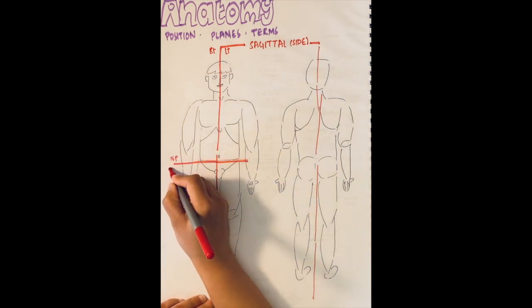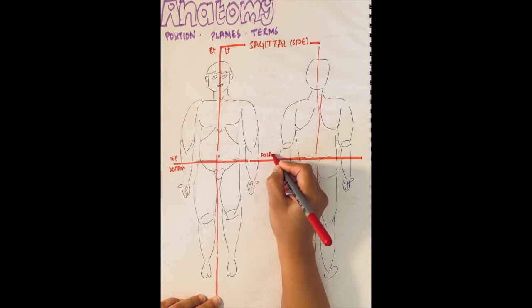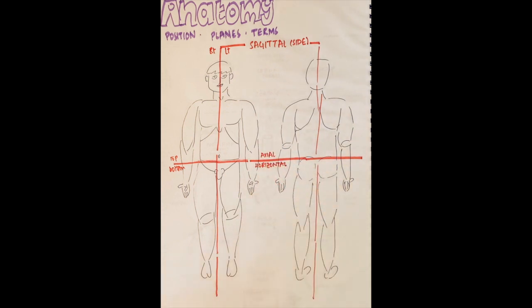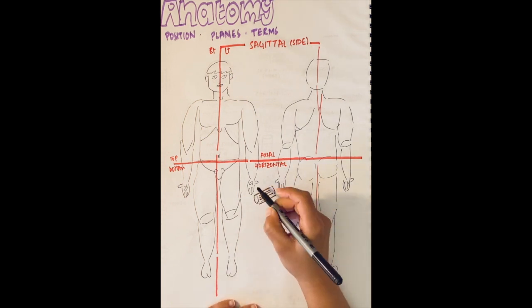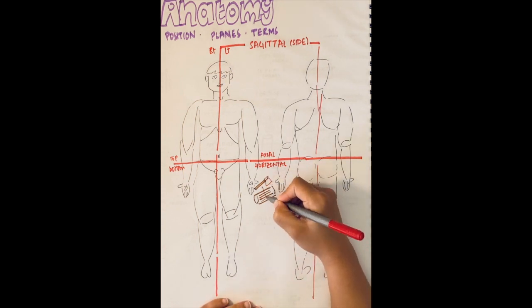Then of course you can divide the body into top and bottom parts. This is called the axial or the horizontal plane. So now imagine taking a log and chopping it in the midline. That's cutting the log in the axial or horizontal plane. Same with magicians, sawing the body in half.